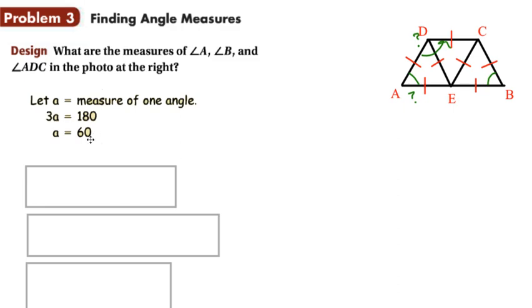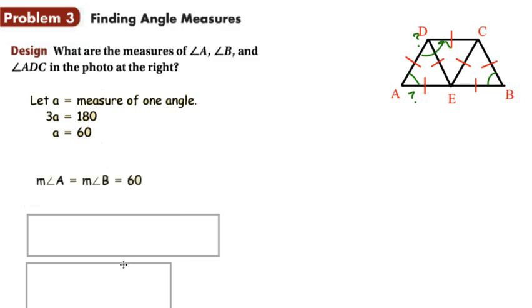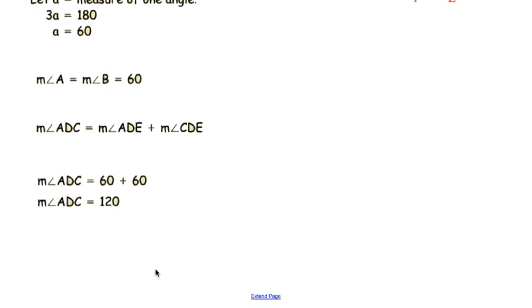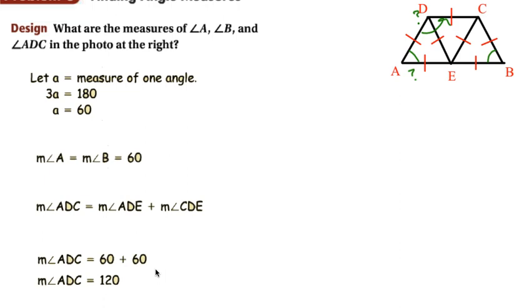That will never change. So now we know angle A and angle B must be 60 degrees, right? They're congruent because they're all equilateral triangles. So all of them are 60. But now up here, angle ADE is also 60, and angle CDE is also 60. So we can add those together to get 120 for the angle we were looking for.